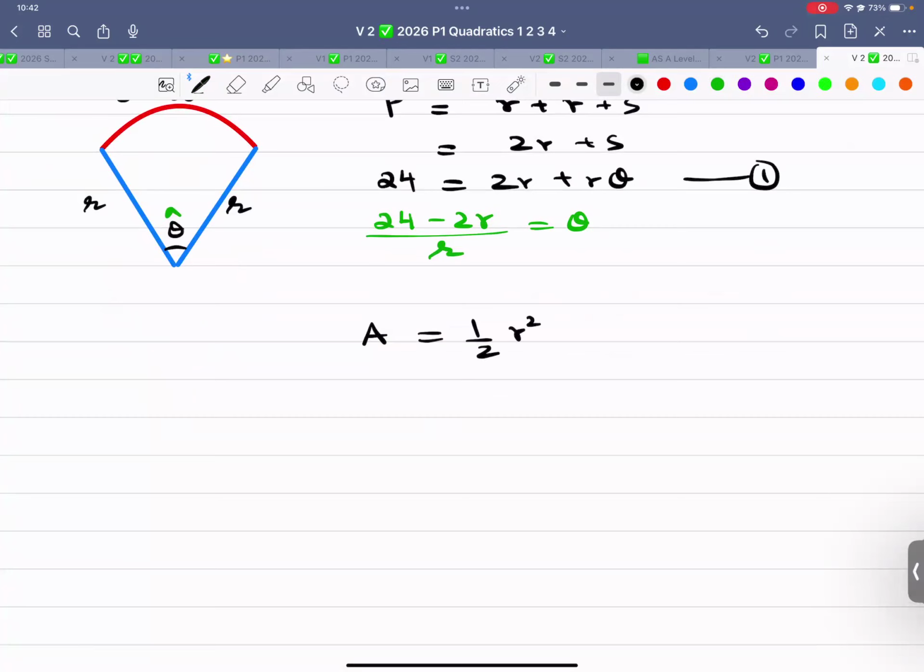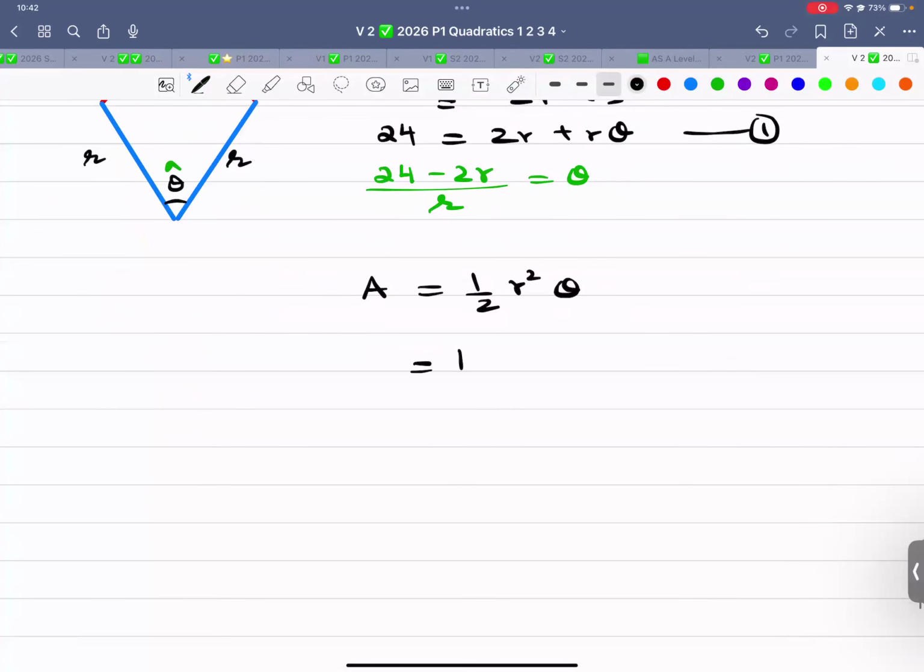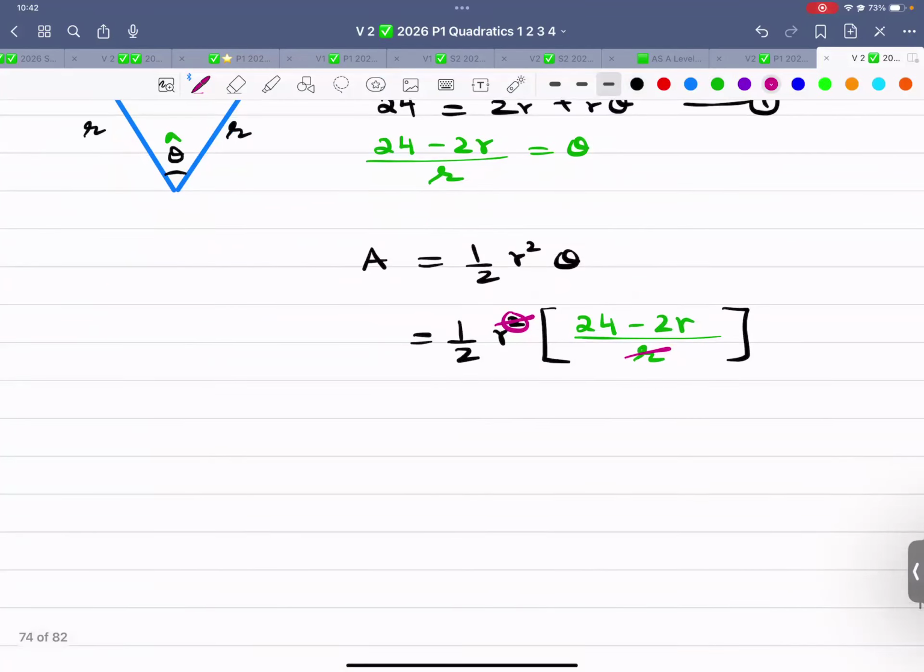Area is half r square theta. That is half r square. And what is theta? Theta is this green thing. That is 24 minus 2r divided by r. So now this r square gets cancelled. This r gets cancelled. There is this r over here. There is this 2 over here.